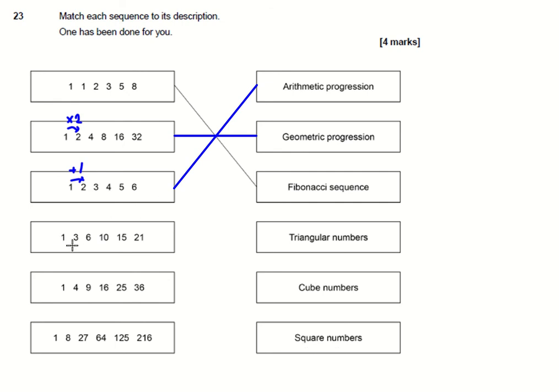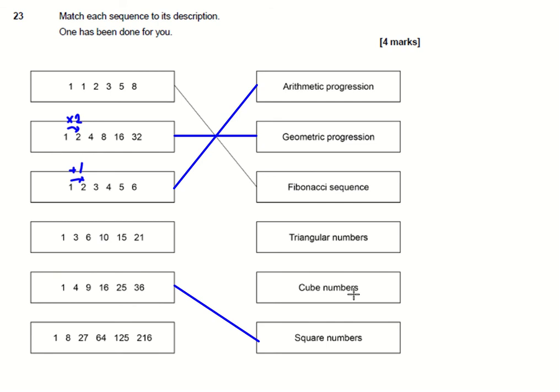So we know that these numbers are not square numbers. Square numbers are the numbers that you multiply by itself. So 1 times 1 is 1, 2 times 2 is 4, 3 times 3 is 9. The square numbers are that sequence there. So we've got 1, 4, 9, 16, 25, 36 are the square numbers.